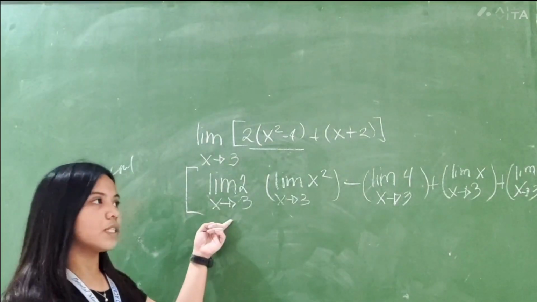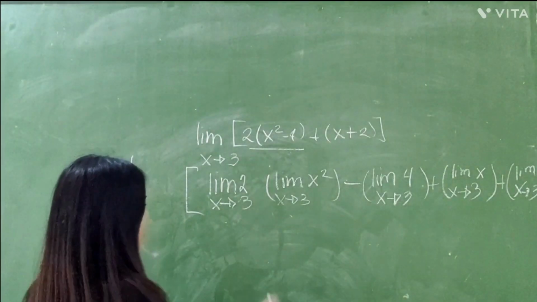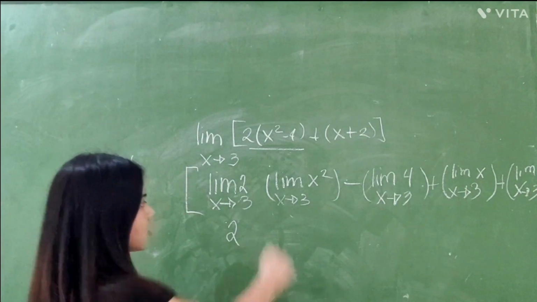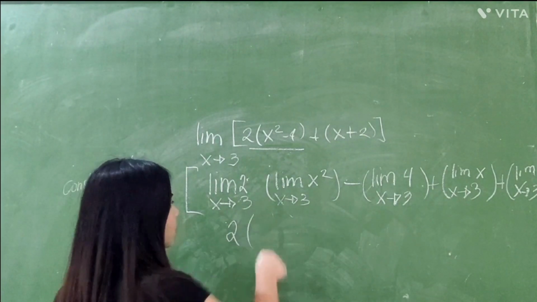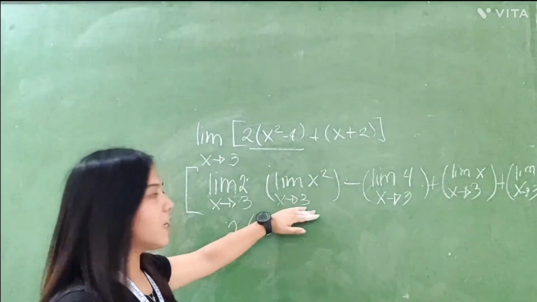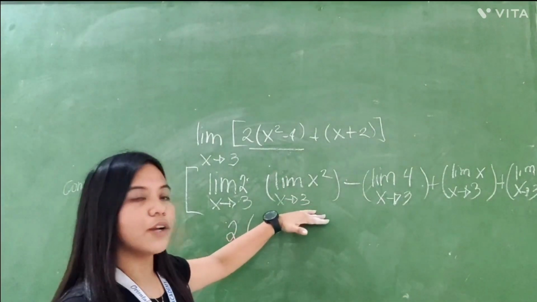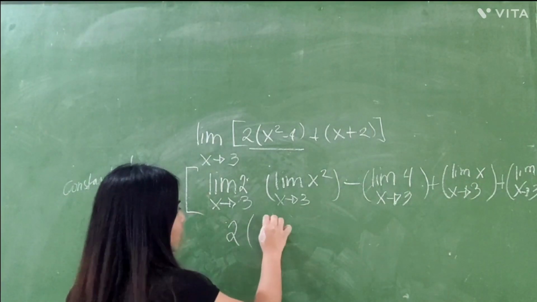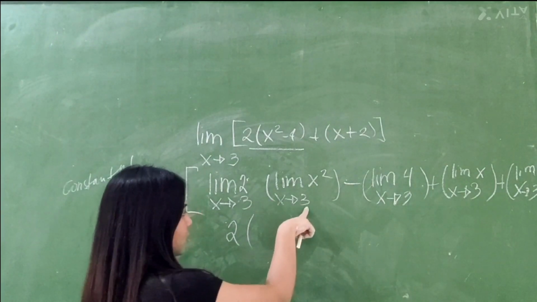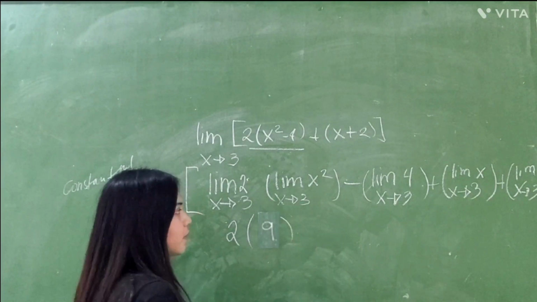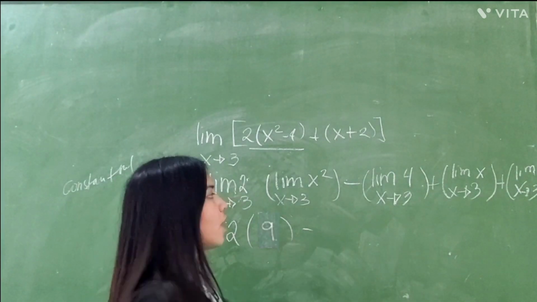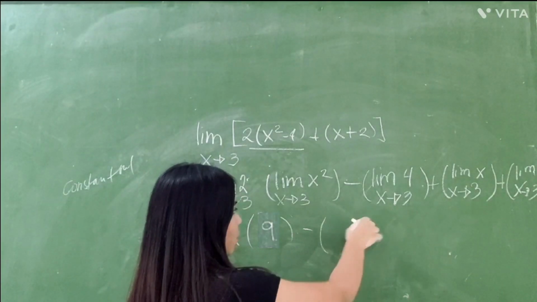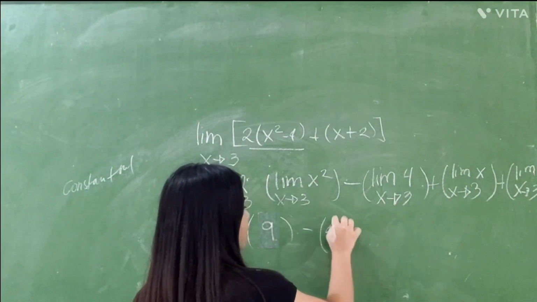Second part, we will use the limit of a constant, wherein the answer to this is 2, since it's the k, and we will multiply it by here. In this part, we will use the limit of x, which is 3. So we will subtract it. In this situation, we will also use the limit of a constant, which is 4.